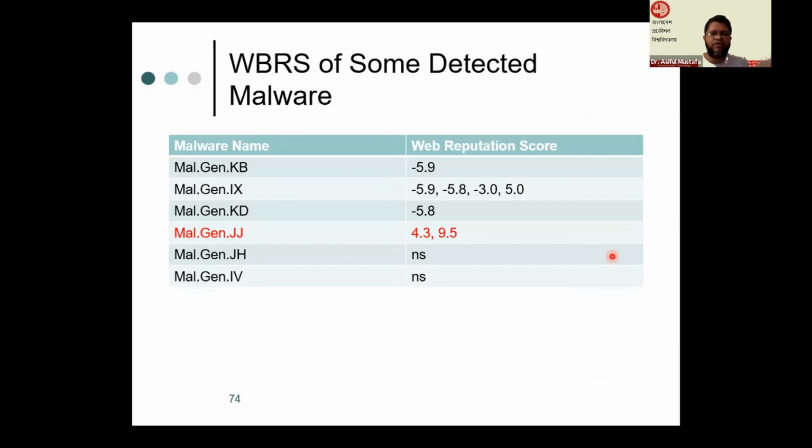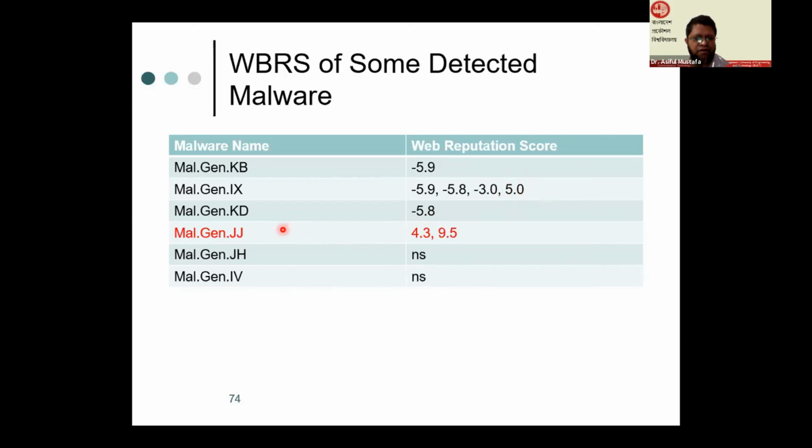If you compare the reputation score between days, we see Malgen KB at minus 5.9 and IX at 5.9. Because of these scores, these malware attacks were blocked by default. As you can see, initially in some cases we saw a reputation score of 5, but after further detection, when the malware is detected, the score went down as the attack went on for more time. As we see more attacks of a similar type, the reputation score goes down further.